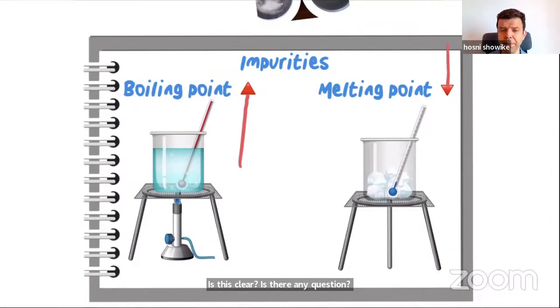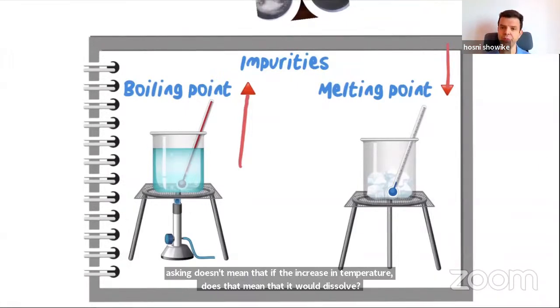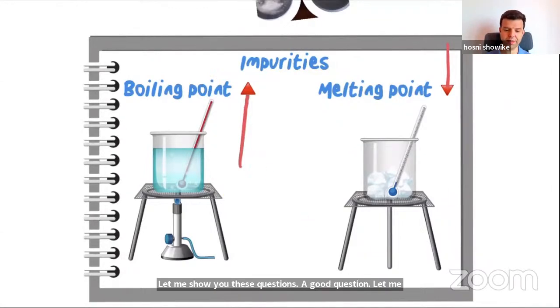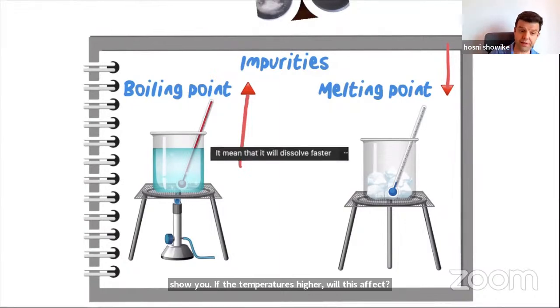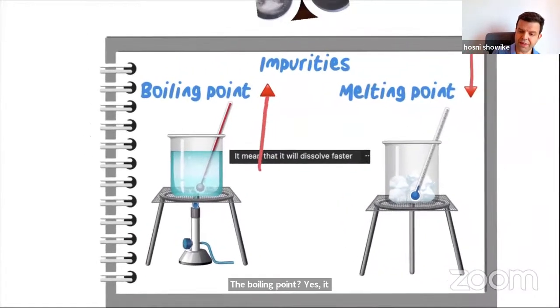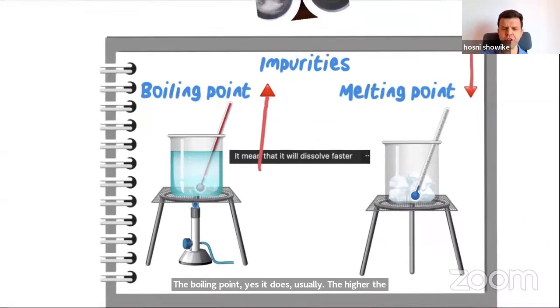Someone's asking, if the temperature is higher, does that mean it would dissolve more? It's a good question. Let me show you. Someone's asking, if the temperature is higher, will this affect the boiling point? Yes, it does. Usually, the higher the temperature, the more likely you dissolve salt or sugar into water. You would notice that if the water is hot, you can put more and more salt into it.